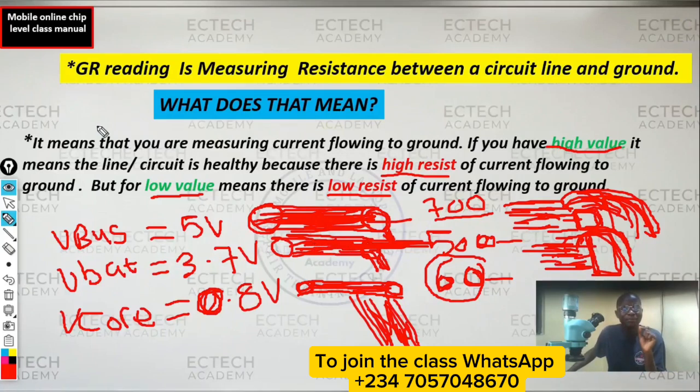All right, so that's what we are measuring. That's why the GR reading is one of the best methods. We understand better because we are still going on with schematics. All right, so let's move further.